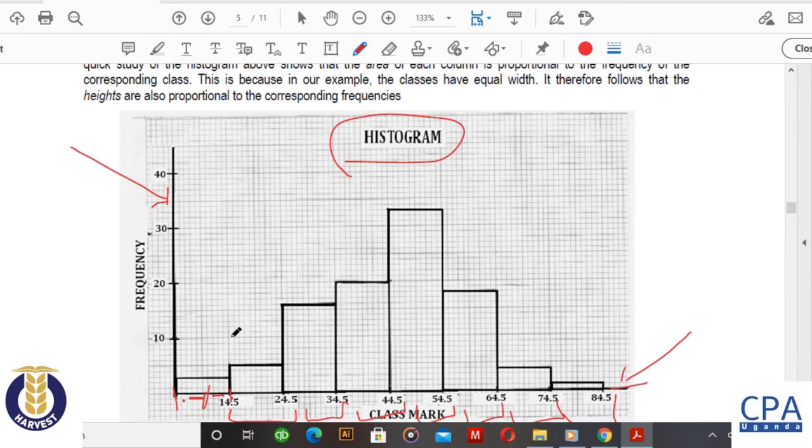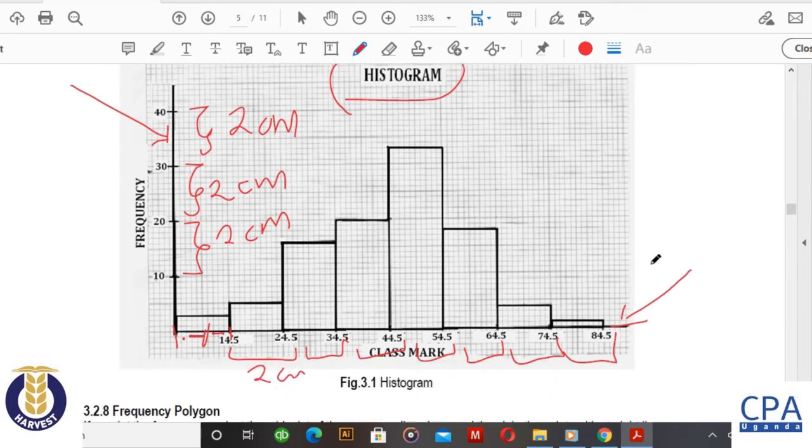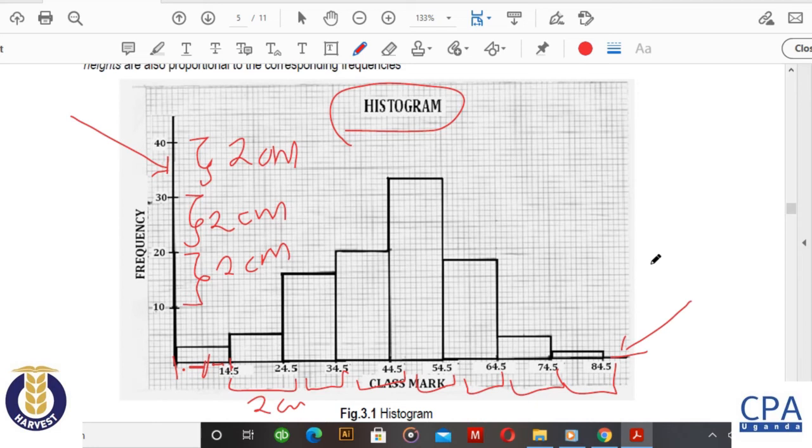Then, as you can see on the y-axis, again we are leaving 2 centimeters. Okay, these are almost 2 centimeters. Okay, it would be very nice if your scale on the x-axis or on the horizontal axis is the same as the scale on the y-axis, or what I may call the vertical axis. So try to utilize the graph paper given to you as much as possible.